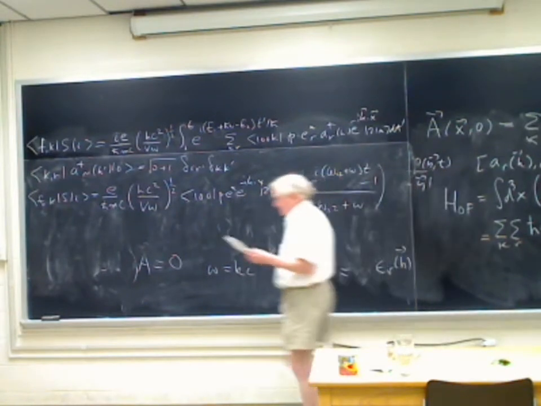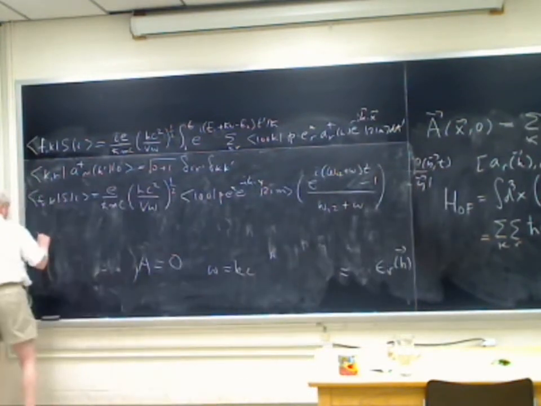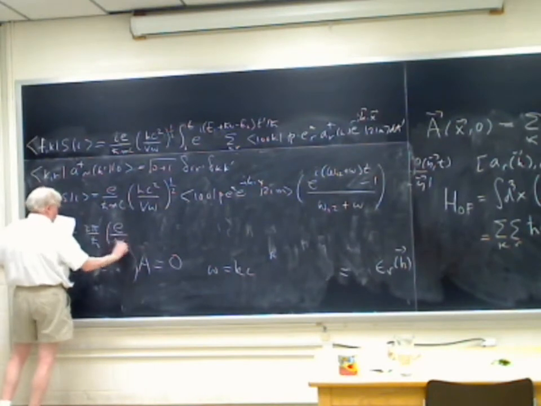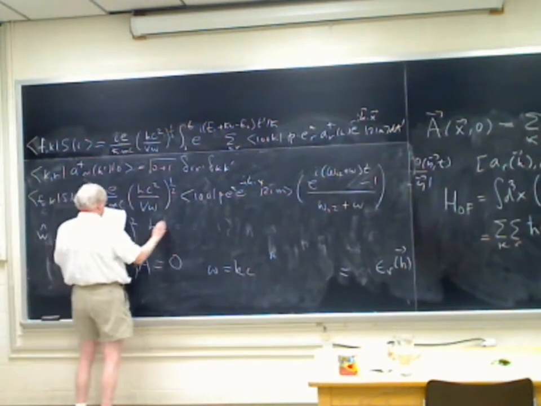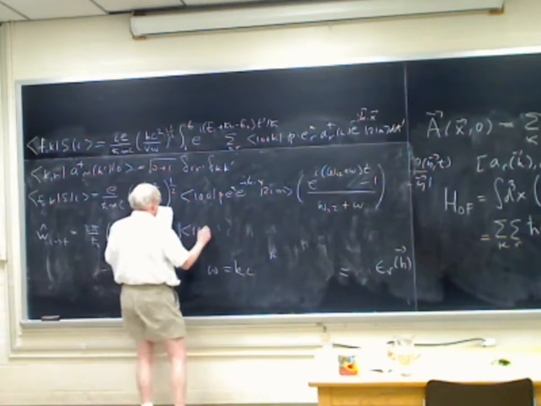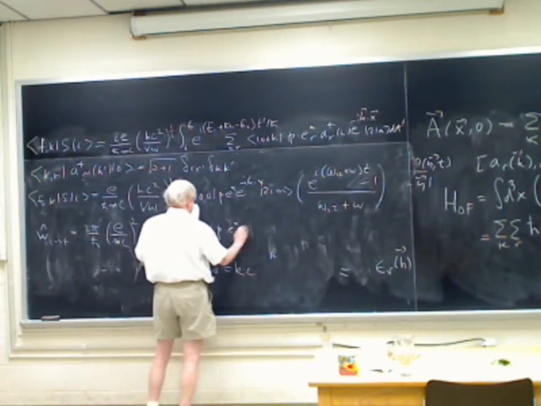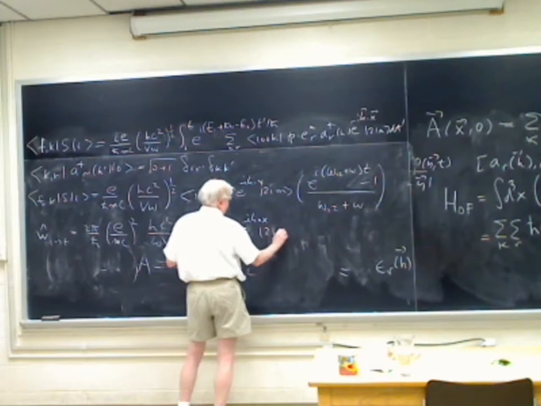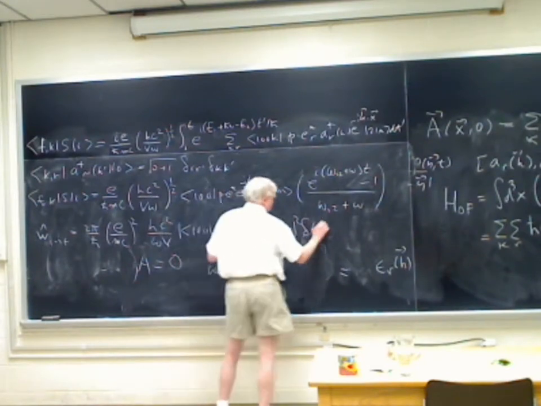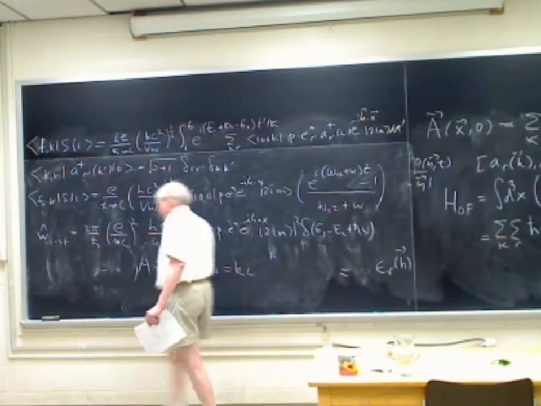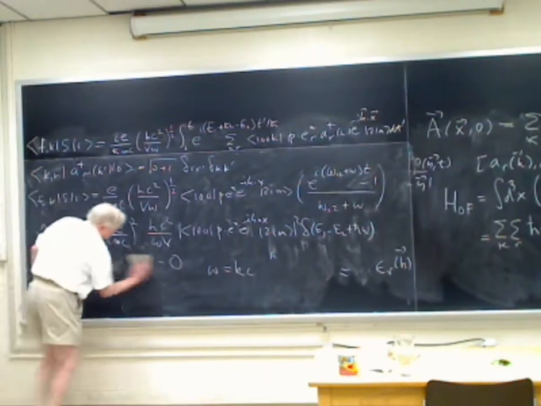And the transition rate then, apart from final states, is something I call W hat, i goes to f, is then 2 pi over h bar, e over m c squared, h c squared over omega V, the matrix element p dot e star e to the minus i k dot x, 2-1-m, squared, delta of E1 minus E2 plus omega. So that's basically what we have to compute.